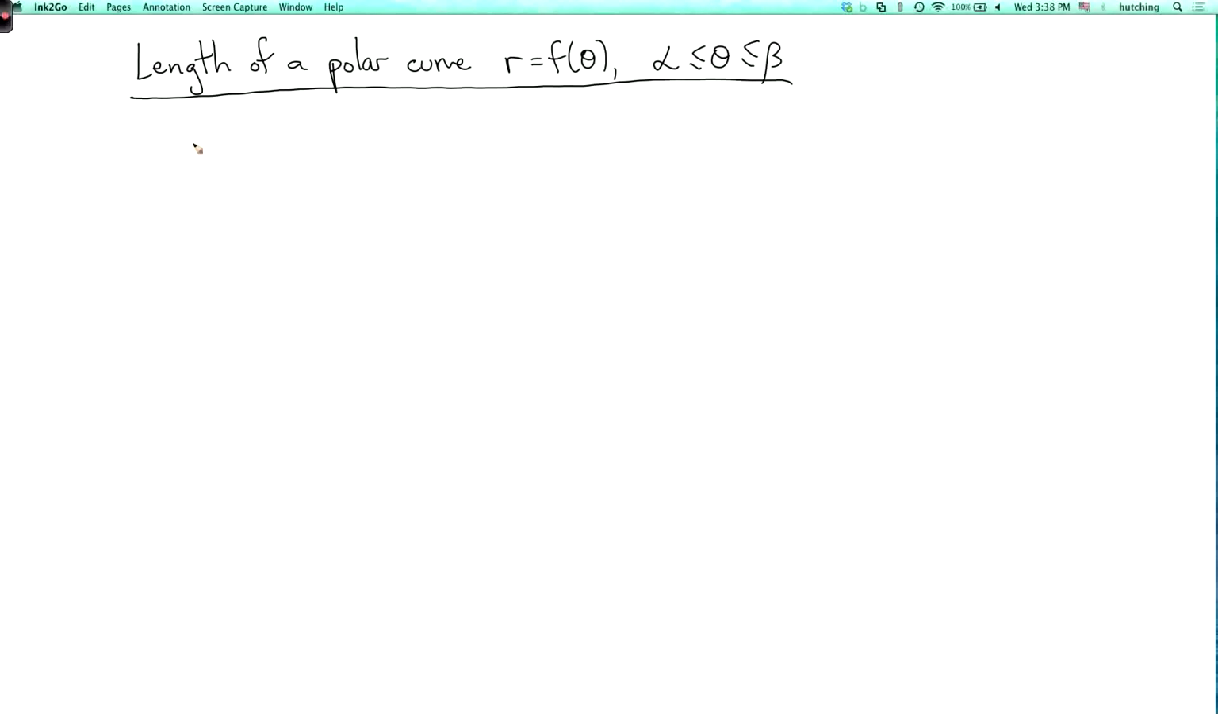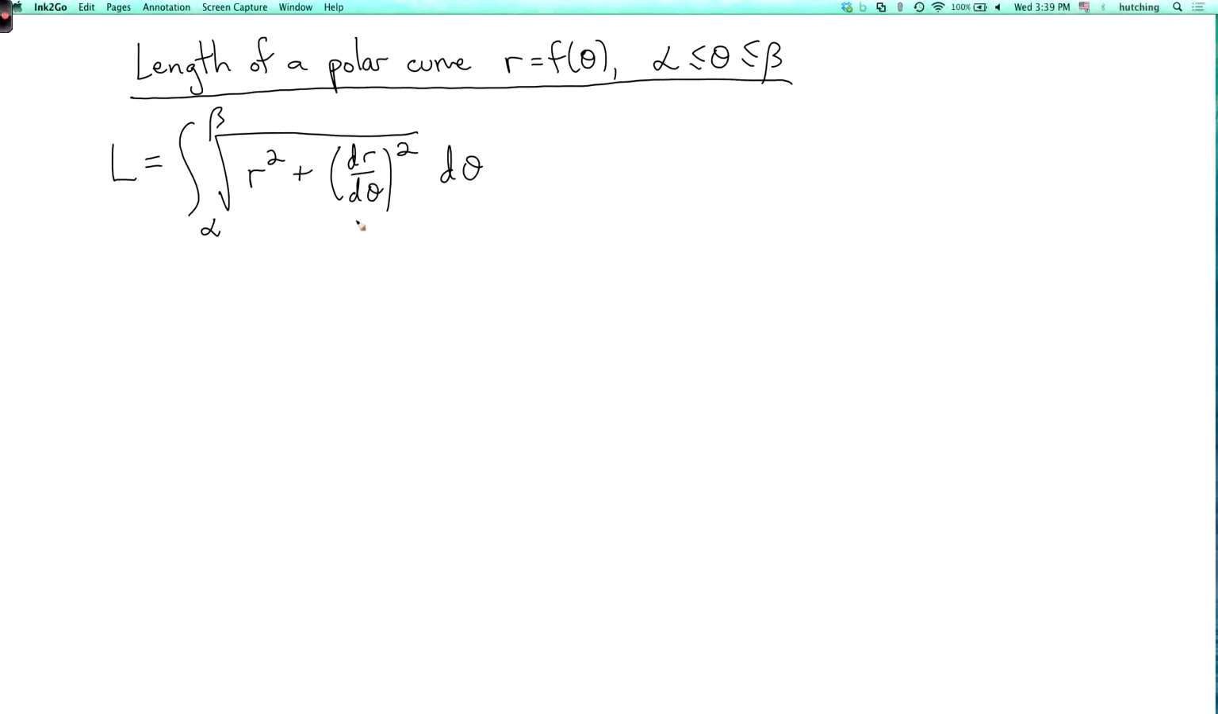I'm now going to explain how to find the length of a polar curve r equals f of theta, where theta goes from alpha to beta. I'll first write down the formula and then explain why it's true. So the formula is that the length, which I'll denote by L, is the integral from alpha to beta of the square root of r squared plus (dr/d theta) squared d theta. And instead of dr/d theta, you could instead put f prime of theta there.